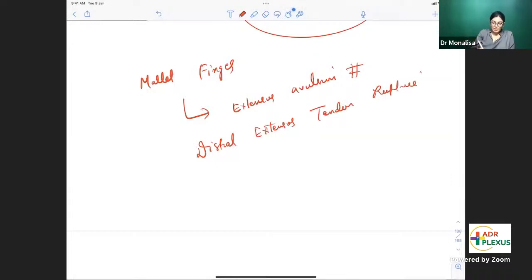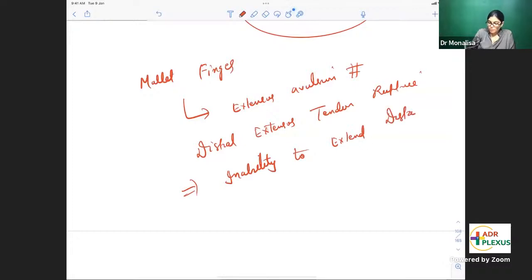The patient with mallet finger will have inability to extend the distal interphalangeal joint. This is the clinical condition associated with it. Yes, involvement of the extensor muscle.